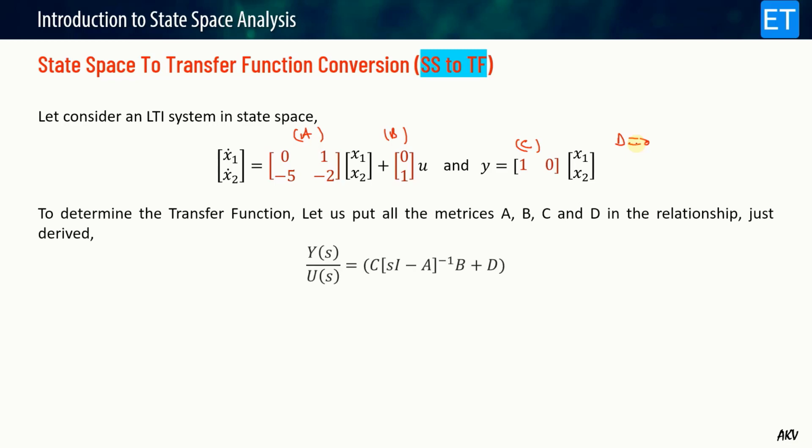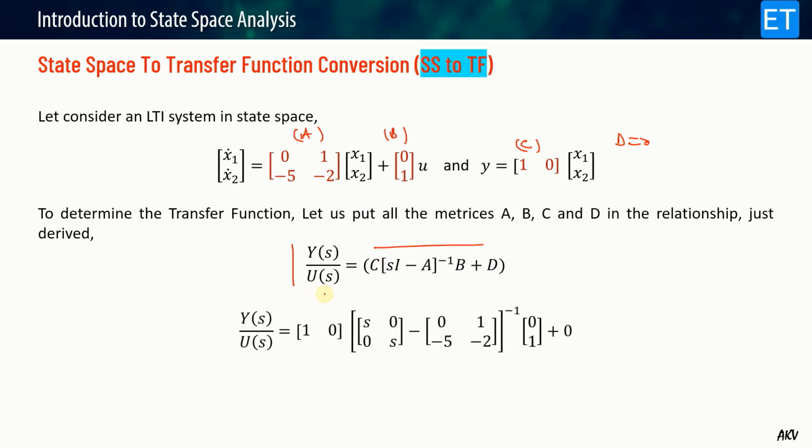So you will use the relationship which we have just derived: Y(s) upon U(s) equal to C (sI minus A) inverse into B plus D. Substitute all the ABCD matrices in this relationship and do the mathematical operation. So I have put all these matrices: this is the C matrix, this is sI minus A, inverse of it, this is the B matrix, and D is 0.